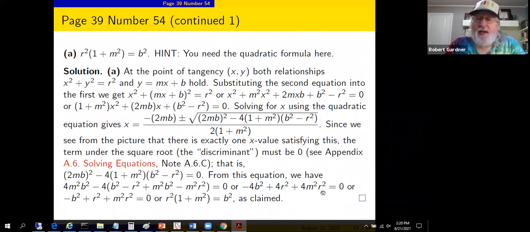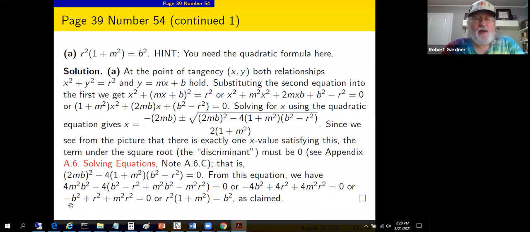So it simplified down a bunch. What do you want to do next? Well, this ain't too complicated. I want to get this. Okay, so let's see if we can manipulate this and turn it into that. That ain't got any 4s in it. It's got a bunch of plus or minus 4s in it. So let's divide through by 4. If we divide by 4, that'll leave us with a -b squared, r squared, and m squared r squared. So get the 4s out of the way.